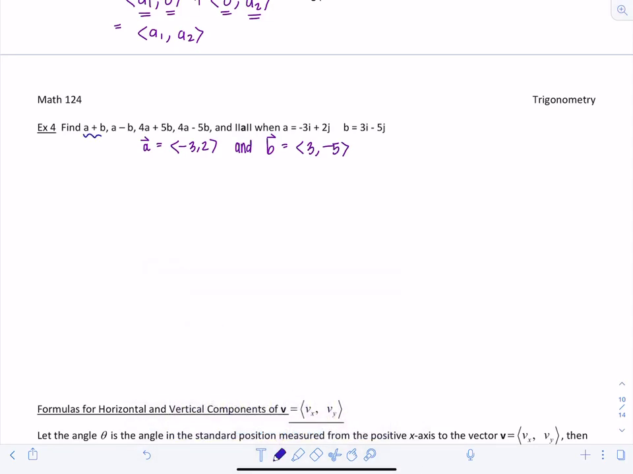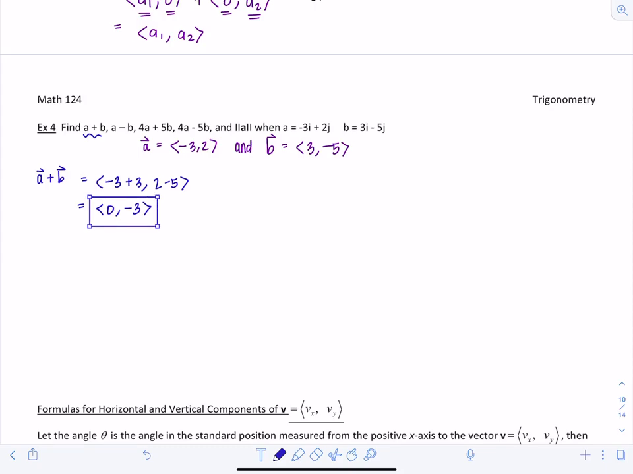So let's start off with a plus b. So a plus b, look how good I am writing all the arrows on top. Make sure you do that. So a plus b is gonna be, we have negative 3 plus 3, and then 2 minus 5, which gives us 0, negative 3. Okay.